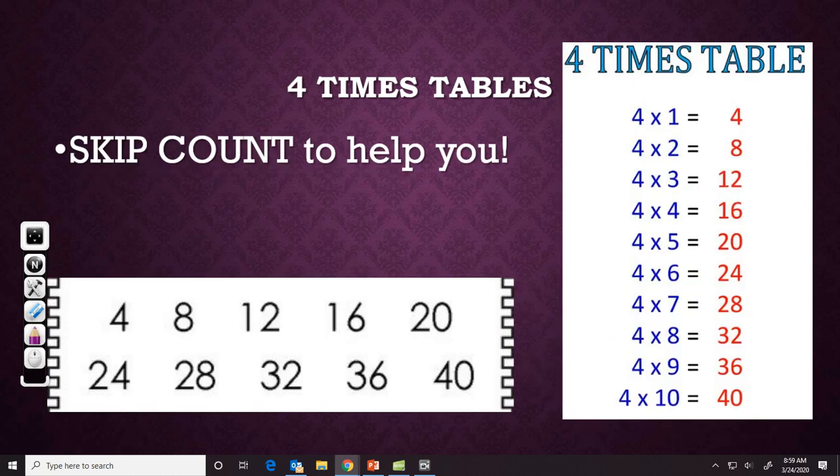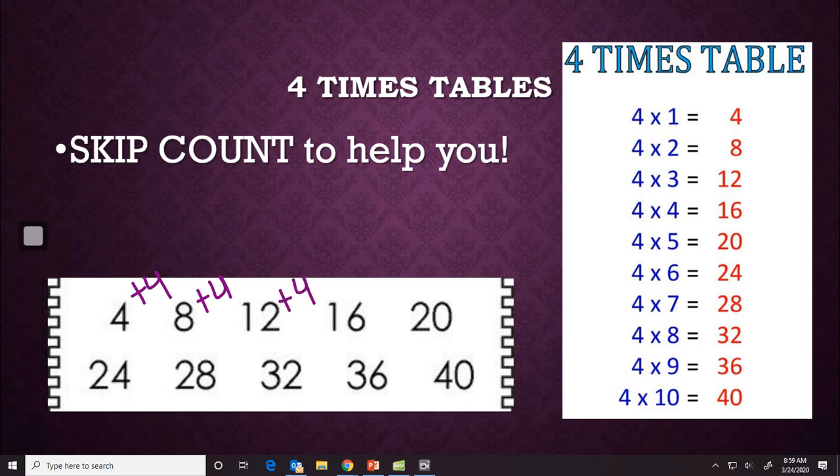Next is the 4 times table. Once again, we can skip count. Skip counting is just adding 4 more each time. So for skip counting by 4, we're just adding 4 more each time. Here, they missed this one. What do you think that is? If you said 0, you're correct, because I'm saying I have 4 zero times.